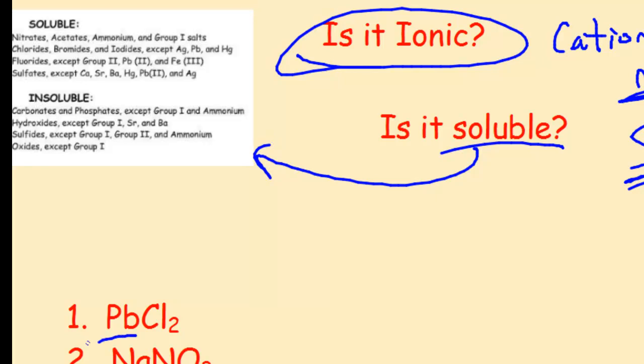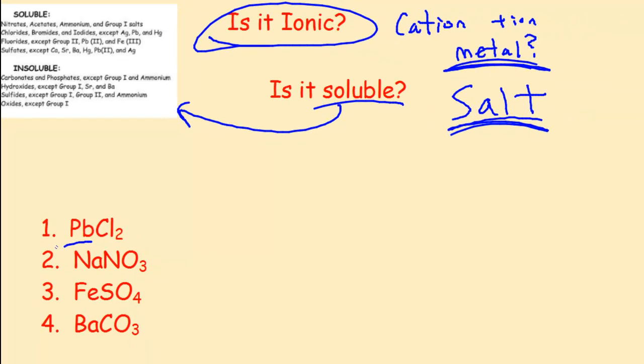So there's PbCl2, which starts with a metal. That makes it ionic, that makes it a salt. According to the solubility rules, all chlorides are soluble, but we have the exception of Pb, meaning it is an insoluble salt. So we would not write that in the ionized form. It would stay undissociated.